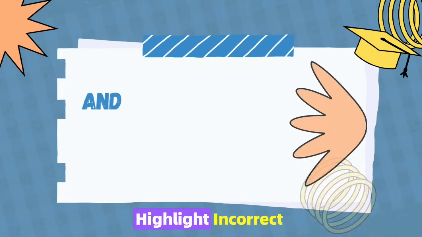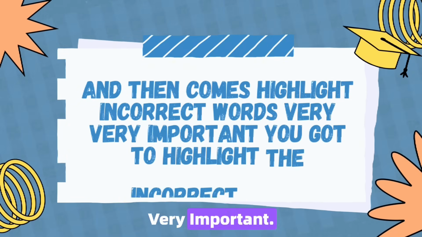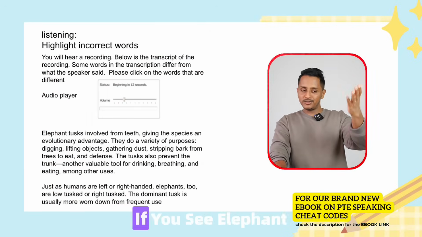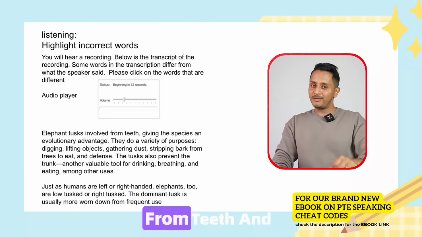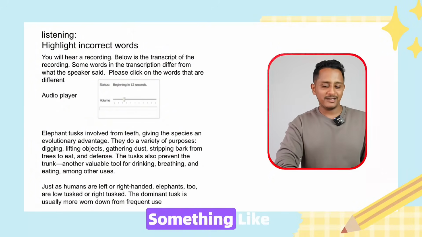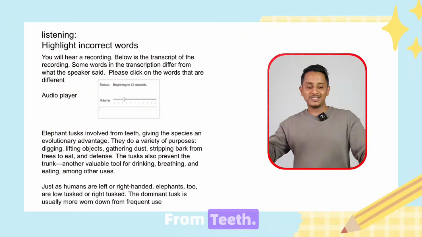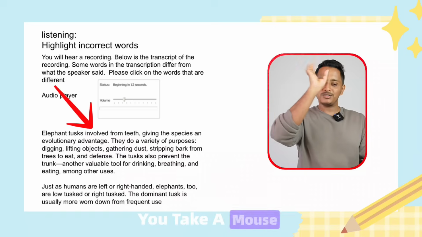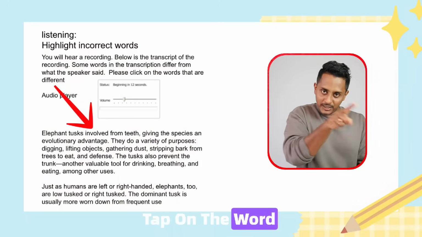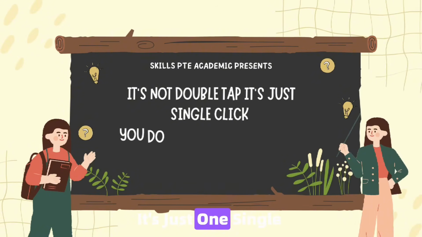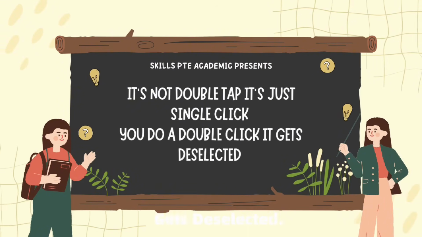And then comes highlight incorrect words. Very, very important. You got to highlight the incorrect word, meaning there is a text. If you see elephant tusks involved from teeth, and the plain audio goes something like this, and in the audio they tell differently: elephant tusks evolved from teeth. They told evolved from teeth. Involved is given. You take a mouse and do a single tap on the word involved, it gets highlighted in yellow. It's not a double tap, it's just one single click. If you do a double click, it gets deselected.